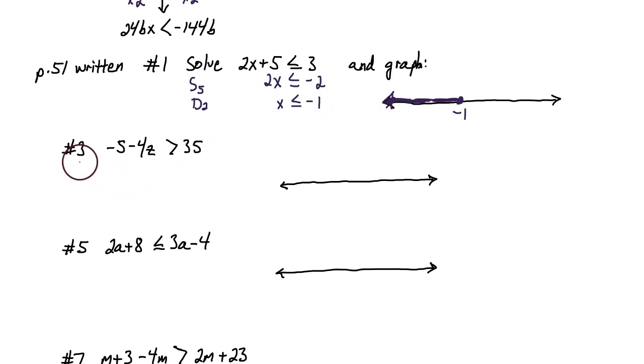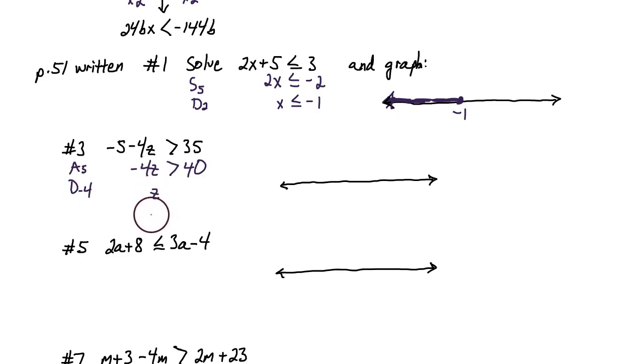Number 3, let's solve for z. Get the z alone on the left side of this symbol. First, add 5. Negative 5 add 5 cancels away, leaving the negative 4z. And here's the greater than symbol. When you add 5 on the right side, you get 40. Now divide by the coefficient of negative 4. That's how you get the z alone.